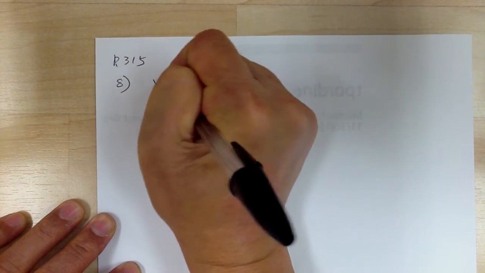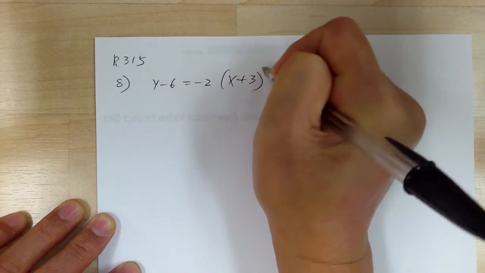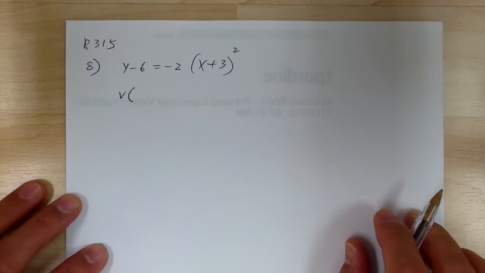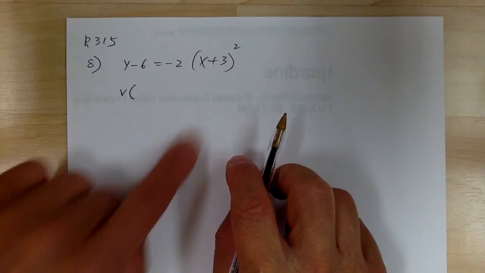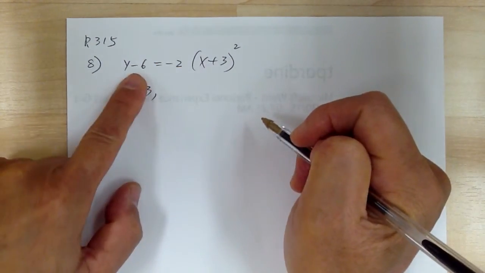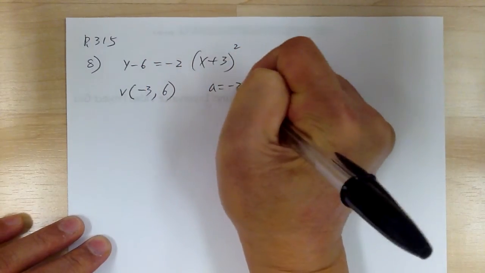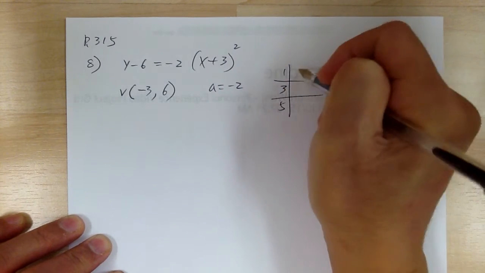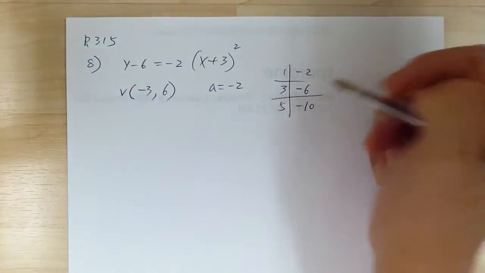So you've got y minus 6 equals negative 2 (x plus 3) squared. Again, first figure out your vertex. The vertex is the most important point because that's where the graph is going to start. So the vertex would be, from here, negative 3, and from here, 6. And a is equal to negative 2. So for your 1, 3, 5, you're going to end up with negative 2, negative 6, and negative 10.